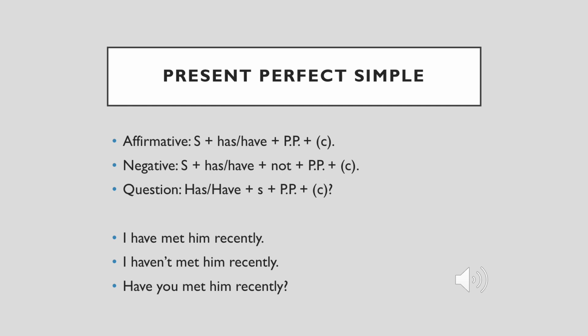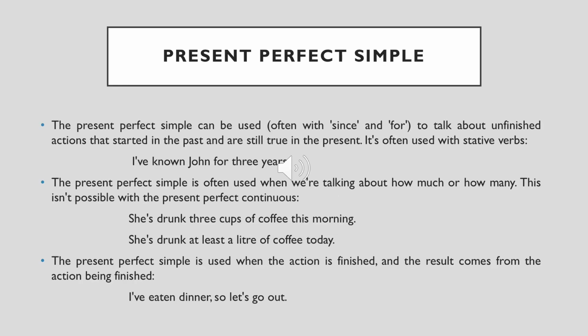In the question, the formula is has or have plus a subject plus verb, the past participle, and a complement, then a question mark. Like, have you met him recently? What is very important to Arab learners of English is the use of this tense. The present perfect simple can be used to talk about unfinished actions that started in the past and are still true in the present.